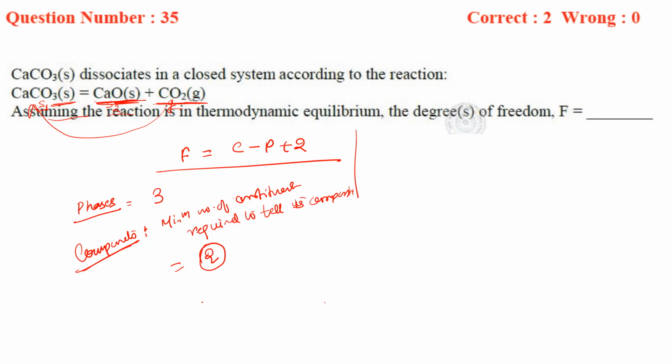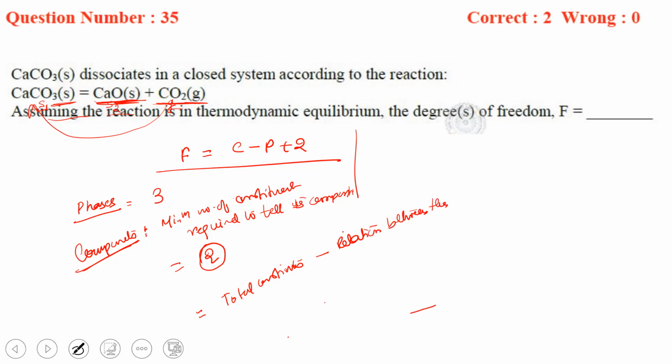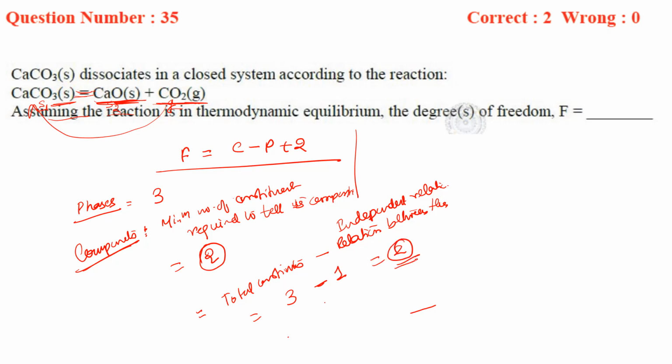So how will you do it? This is nothing but total constituents minus independent relations between them. The total constituents here, you can see, are three, and there is one independent relation. Basically this is giving the other two, right? So one relation is there, so 3 minus 1, that will be 2. So this will be the number of components. This is the trick to remember here.